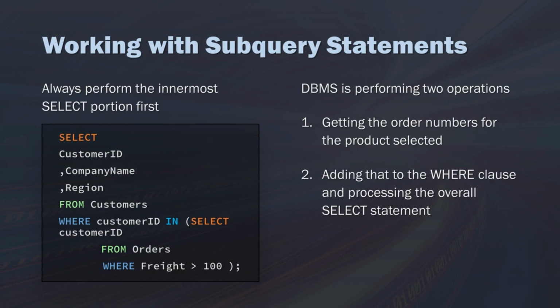Two things to remember about this: the innermost query is always what is performed first. If I'm looking at somebody's query and trying to troubleshoot it, I always start with the innermost query to see what's going on, and then slowly from there build and work backwards. In this example, remember the database is really performing two operations. One, it's getting our customer IDs with the criteria freight over 100. Then it's pulling the other customer information and matching it up against the customer IDs we've already pre-selected.